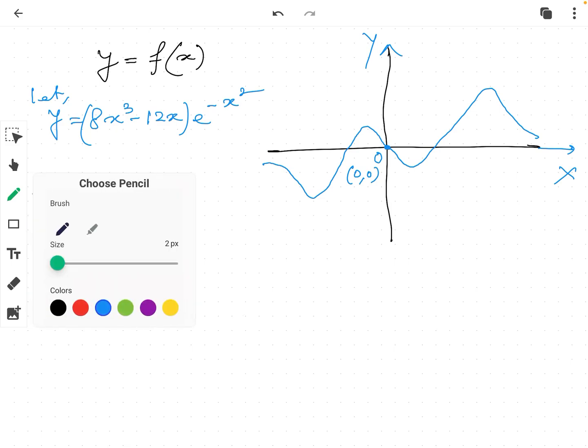See, here is a peak, right? Here a positive peak, and here again a positive peak. Here is a negative peak, and here again a negative peak. So these positive peaks are called maxima, and these negative peaks are called minima.